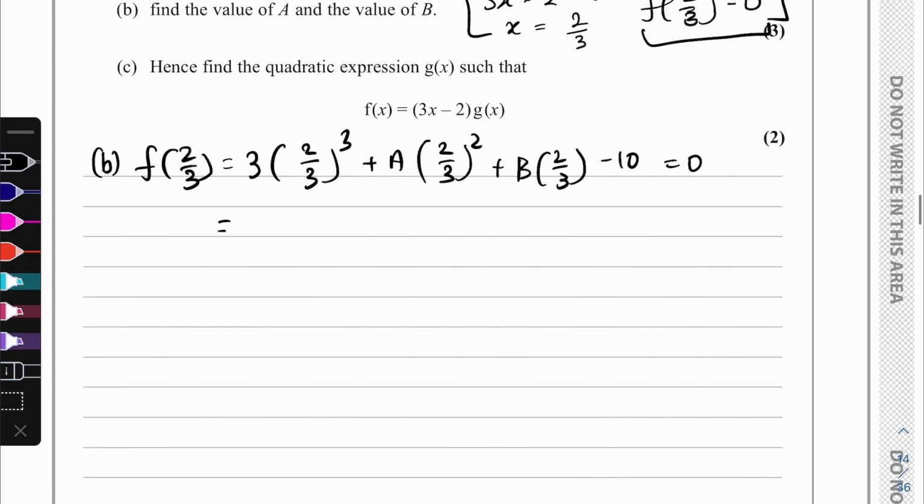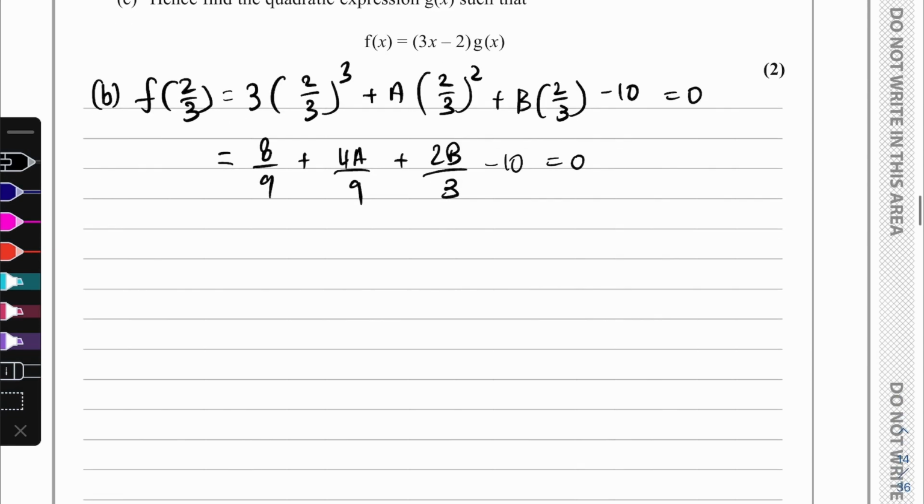So let's now simplify. 3 times 2 cubed over 3 cubed gives us 8 over 9. Then 2 squared, which is 4, over 3 squared, which is 9, so we get 4a over 9. Then we get plus 2b over 3, take away 10 equals 0. I don't like that we have a denominator of 9, so let's multiply everything by 9. So we get 8 plus 4a. 2b over 3 multiplied by 9 is 3 times 2, which is 6, so 6b minus 90 equals 0.